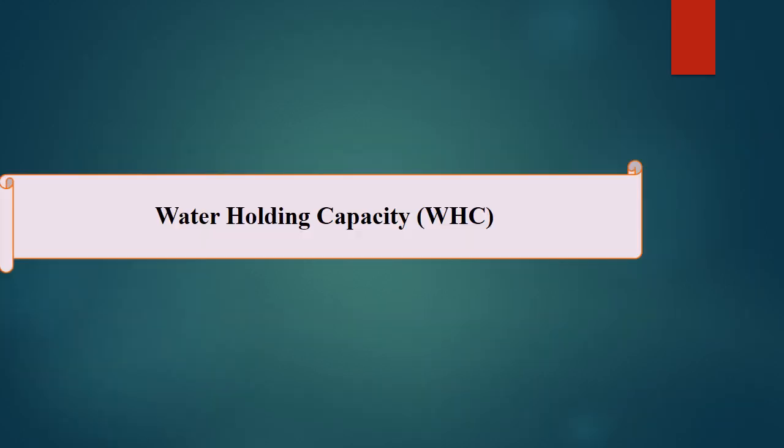Now we will discuss water holding capacity. Earlier we discussed the pH of fresh meat. Now we will discuss WHC, which is a very important parameter, and it is directly related to pH. These two chemical parameters determine important quality aspects in fresh meat and ultimately the eating quality of meat, either after cooking or after processing.